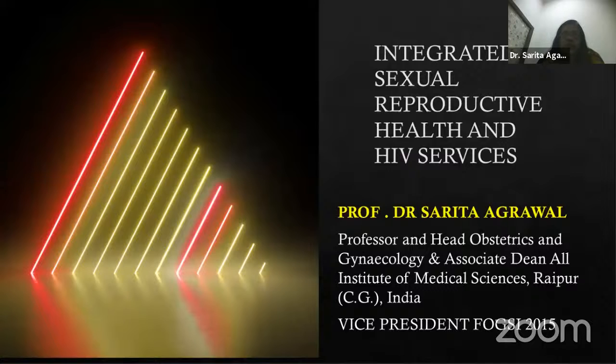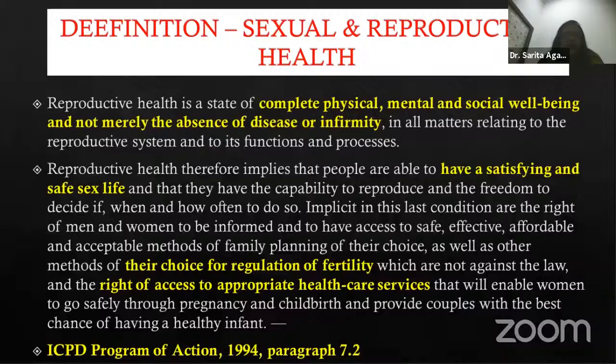When we talk about integrated sexual reproductive health and HIV services, what exactly do we mean? Before that, let me describe what sexual and reproductive health means. If you go by the WHO definition, it is a state of complete physical, mental and social well-being, and does not mean merely the absence of disease or infirmity.